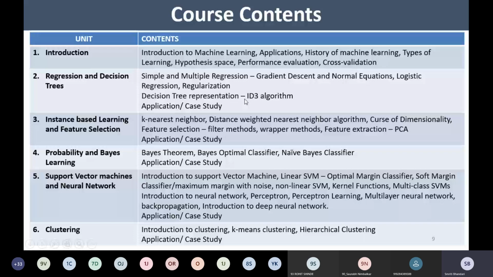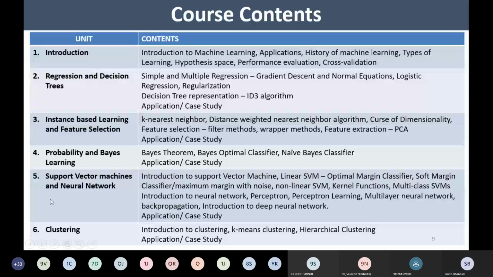In unit number 3, we are dealing with instance-based learning and feature selection. So in this unit, we are going to cover k-nearest neighbor and distance-weighted nearest neighbor algorithms. Then we'll talk about the curse of dimensionality, and then we'll see how to overcome this curse of dimensionality. For that, we'll be focusing upon 2 kinds of techniques, feature selection and feature extraction. So we are going to discuss a few techniques under feature selection and a few techniques under feature extraction.